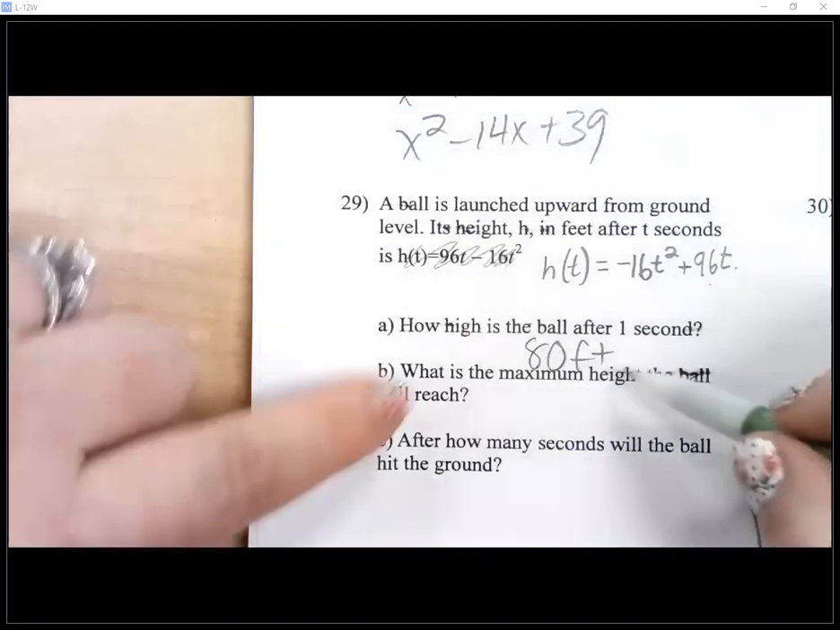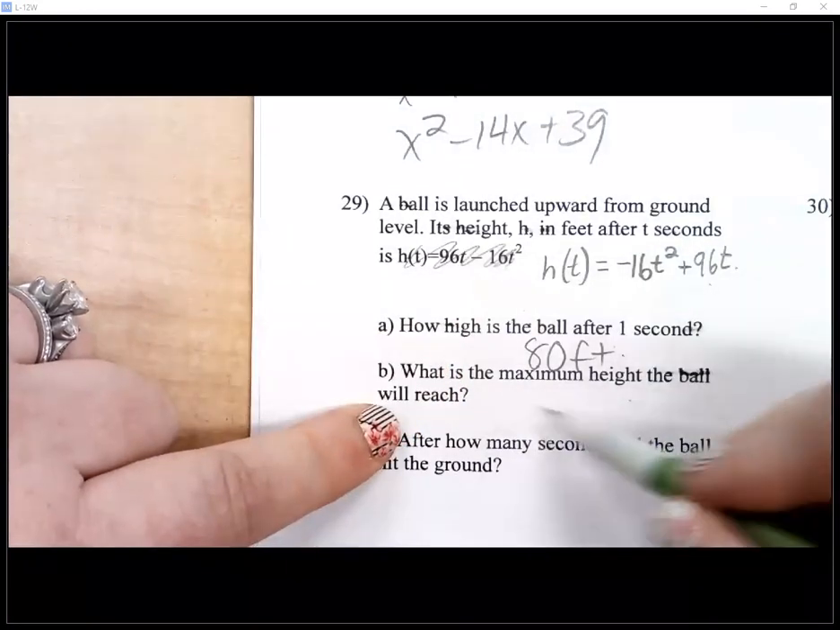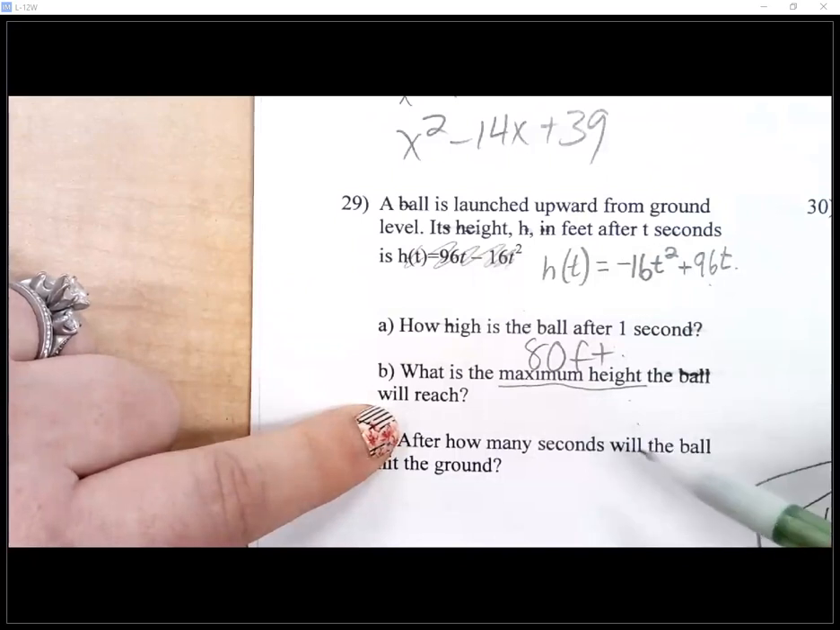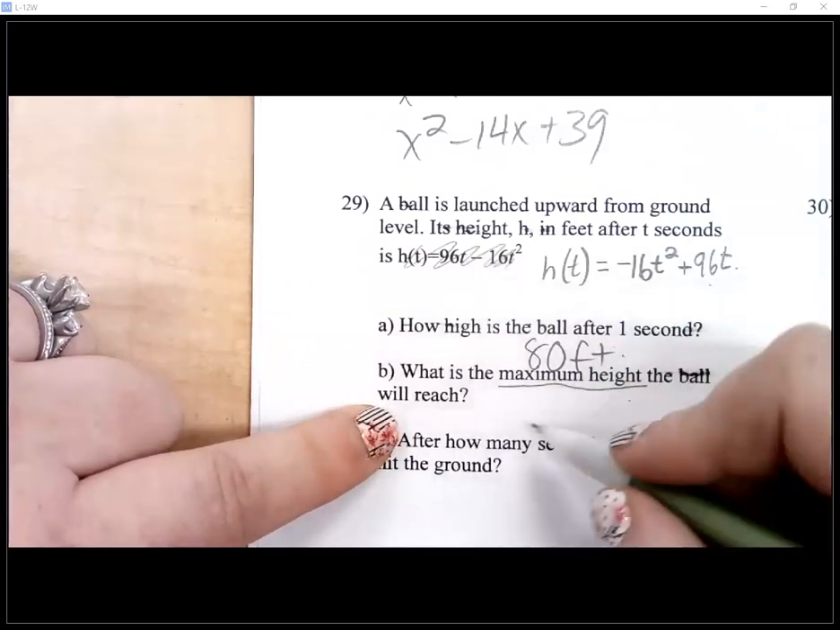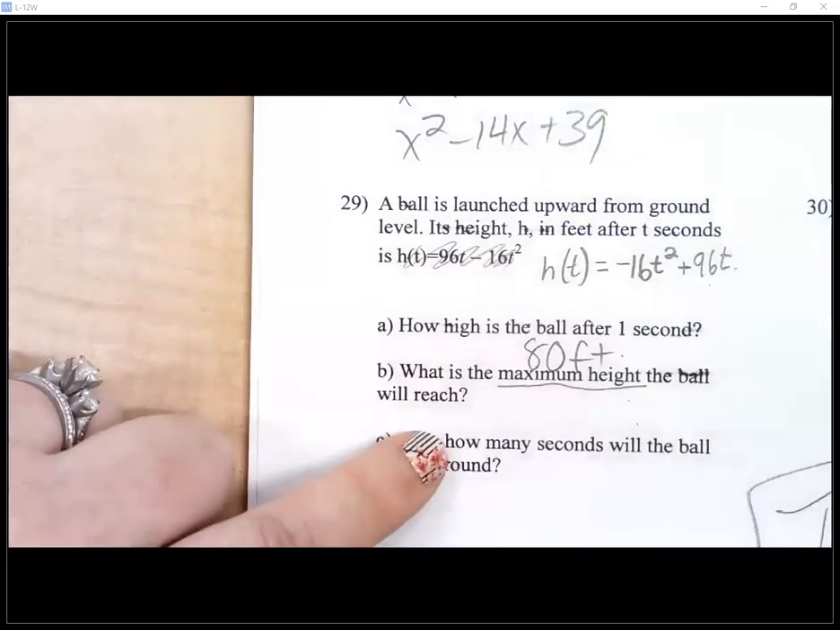So 80 feet for that one. Part B, they want to know the maximum height of the ball. Where would I find that information? I know this one too. It's the y coordinate of the vertex. Remember, the vertex is always going to be x comma y, and x is the time. So don't give me the x coordinate, you need the y. But in order to find the y coordinate, I need to find the x first.